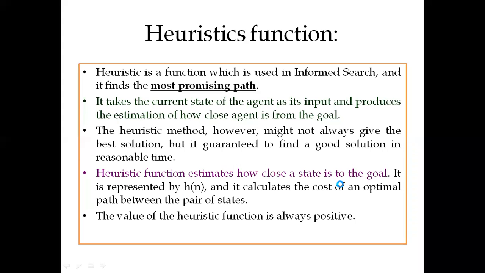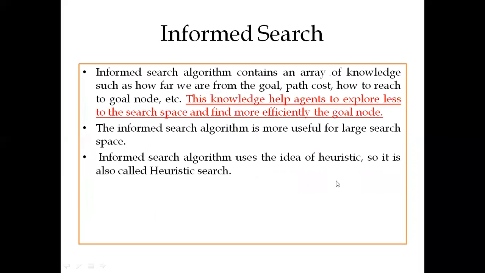In the last class, we started the informed search technique, also known as heuristic search technique. In this type of search technique, we have knowledge about how far we are from the goal, the path cost, and how to reach the goal node. This information we have with us. That is the informed search or heuristic search technique. In blind search techniques, we do not have this information.